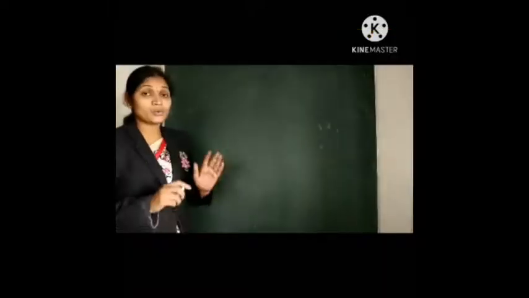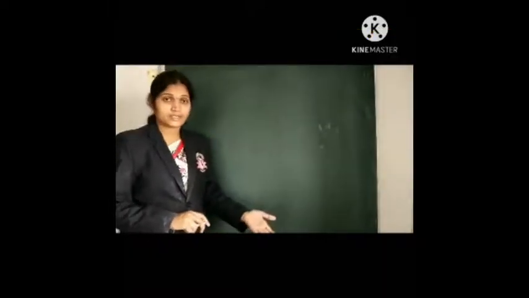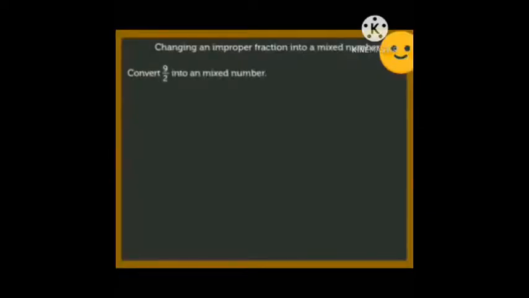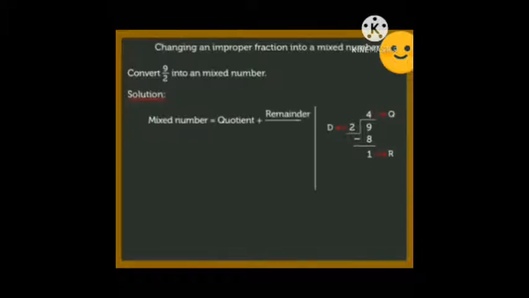Let's see how to convert an improper fraction into a mixed fraction. So convert 9 upon 2 into a mixed fraction. So 9 will be divided by 2. 2 fours are 8. So we will get remainder 1 and quotient 4. So the mixed fraction is equal to quotient plus remainder upon divisor. So 9 upon 2 is equal to 4 plus 1 upon 2. We can write it as 4 and 1 upon 2.